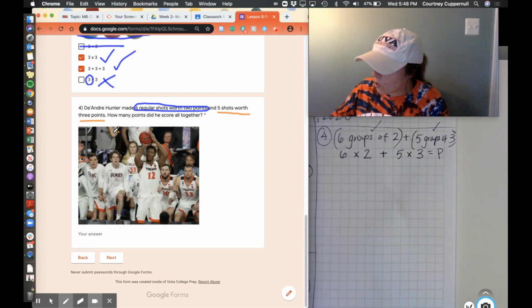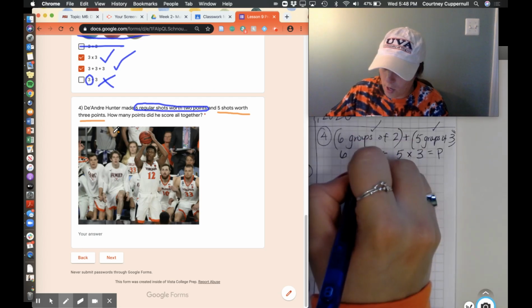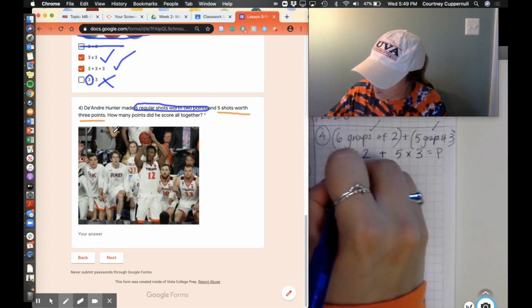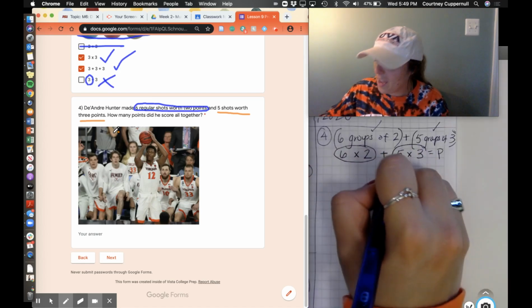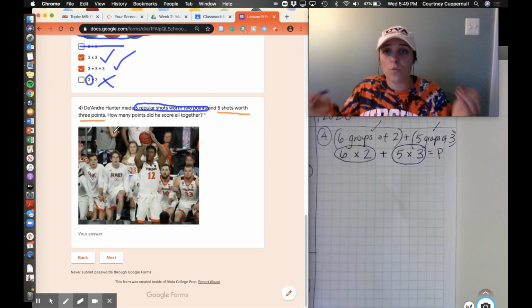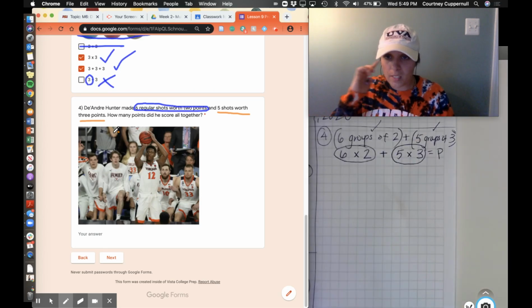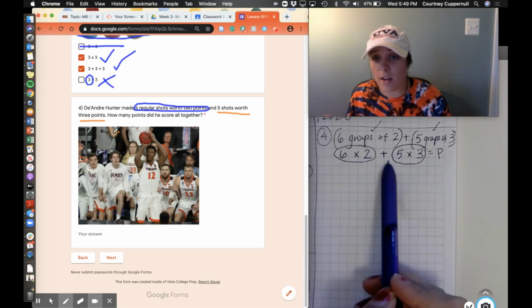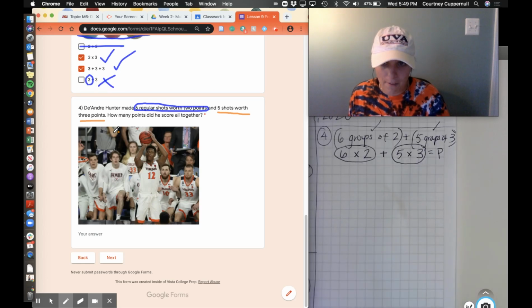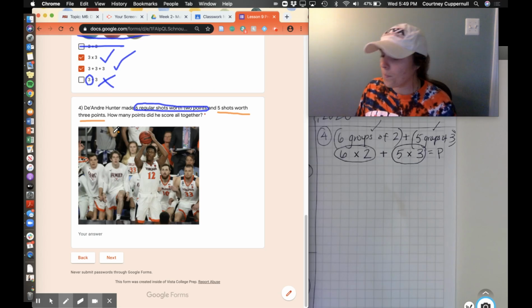So I know that I'm going to solve this part of my problem. Then I'm going to solve this part of my problem. And then my final step is to combine them. Now, some of you might want to draw parentheses around these values. You actually don't have to, because you always multiply first. That's something you're going to learn a little bit later when you guys are older.